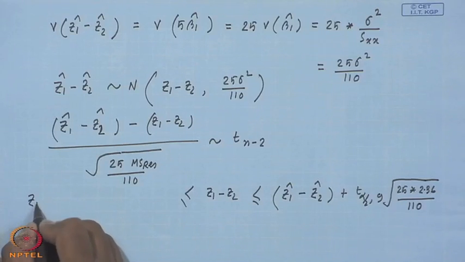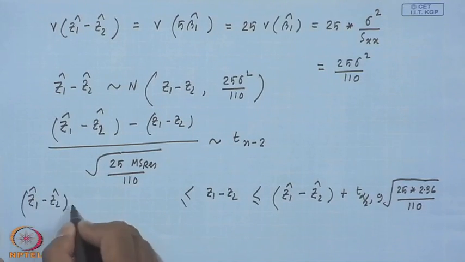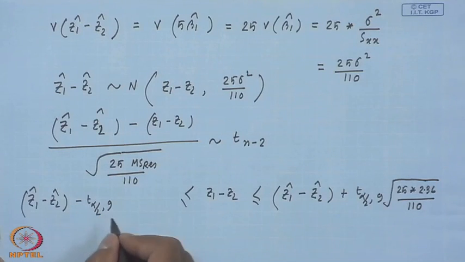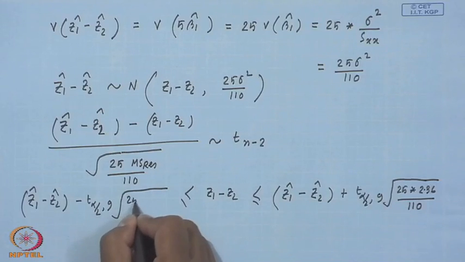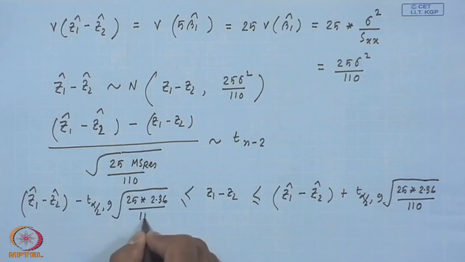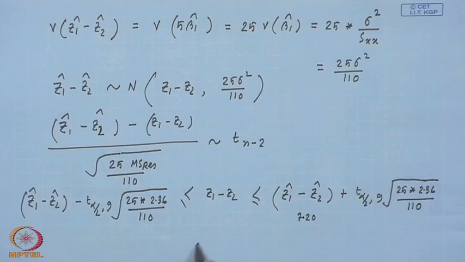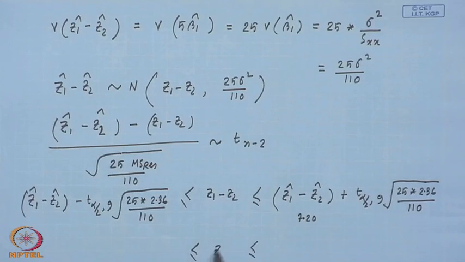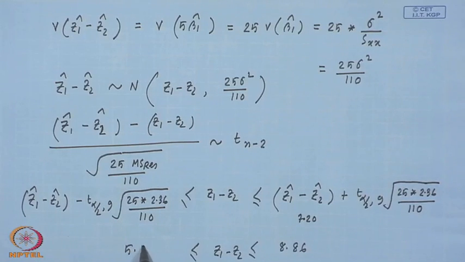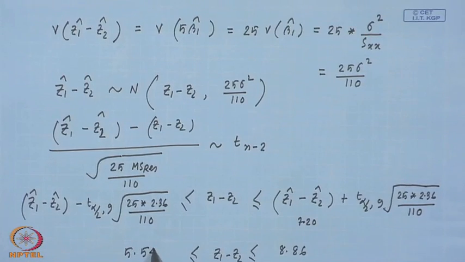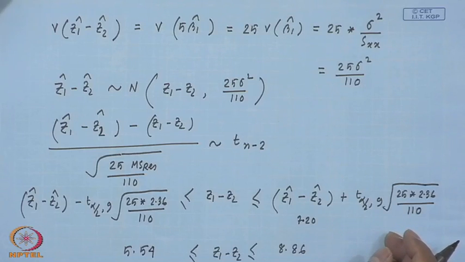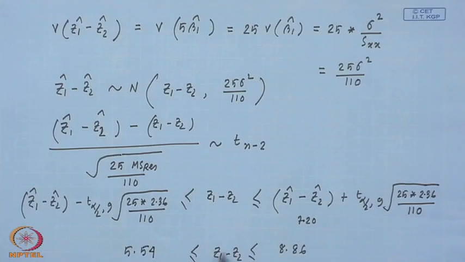And similarly, here also it is Z1 hat minus Z2 hat minus t alpha by 2 with 9 degrees of freedom, by the same thing, 25 into 2.36 by 110. And finally, we know that this one is 7.20. So, finally, the confidence interval for Z1 minus Z2 has an upper limit of 8.86 and the lower limit is 5.54. Okay. So, this is how we find the confidence interval for the mean difference at two different points.